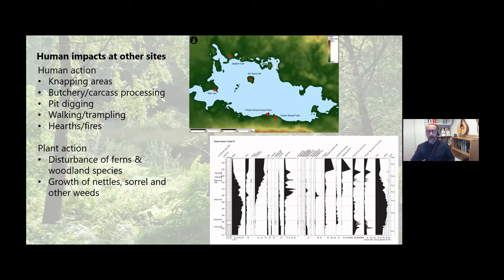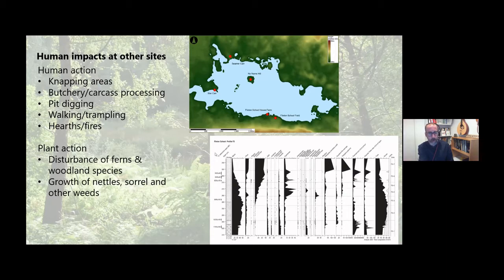And we can see this if we look at the pollen record for the site of Flixton School Field, which is on the southern shore of the lake. Human activity there coincides with increases in nettles and some of the species of weeds, some of the same species that we see at Star-Kar. And also there are indications of disturbance of the woodland at this time. So similar changes to the environments around these sites to the ones that are happening around Star-Kar. And again, these are largely unintentional acts structuring the composition of plant communities.